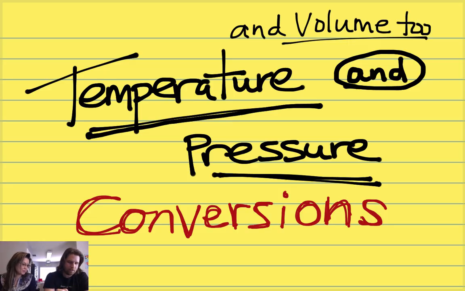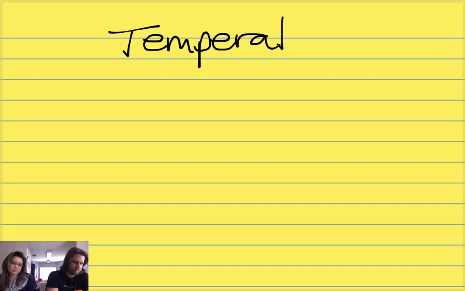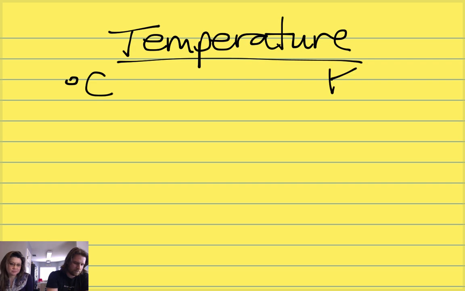So which one do you want to do first? Well, let's do temperature. That's the easy one. So temperature, we've got only two scales that we worry about, right? Yep. Degrees Celsius and Kelvin. No Fahrenheit. We don't talk about Fahrenheit in science. Fahrenheit does not exist in science.